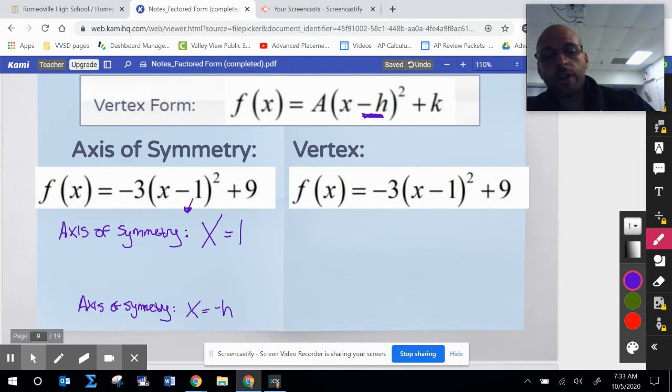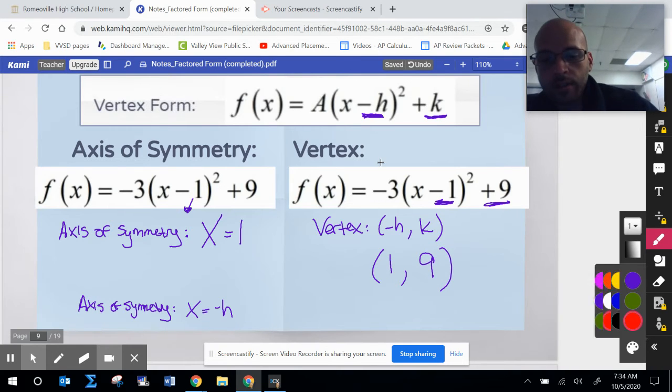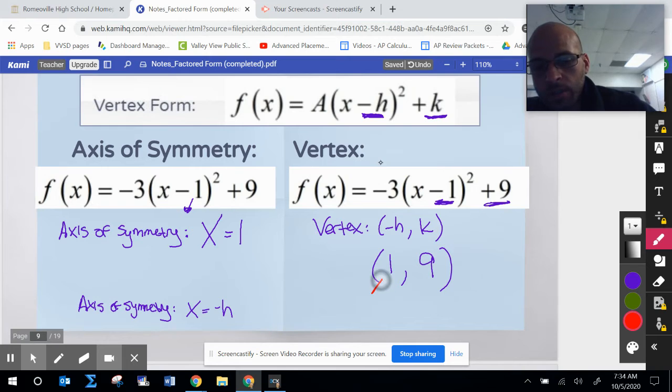Now the vertex, I'll write a little note here. The vertex, we're going to do the opposite of h, comma the k. Now you can look at the formula at the top. You can see h and k. My vertex has to be positive 1, positive 9. Now we do not take the opposite of our k value. So that is a very common mistake that people do. So we do the opposite for h, but we keep this k value the same. We do not take the opposite of this number at the end.